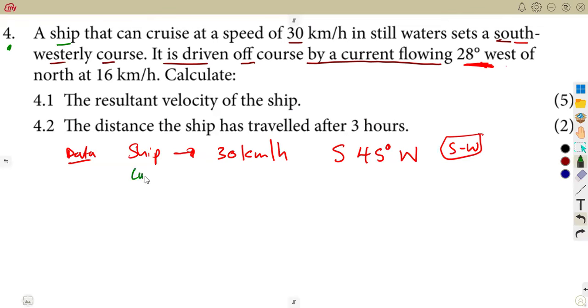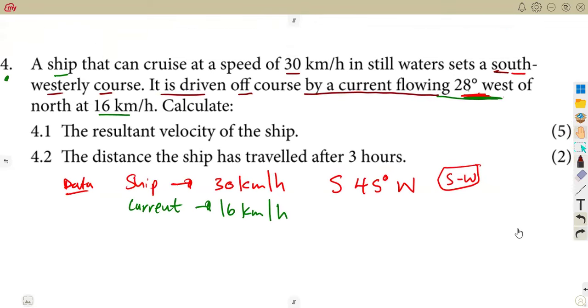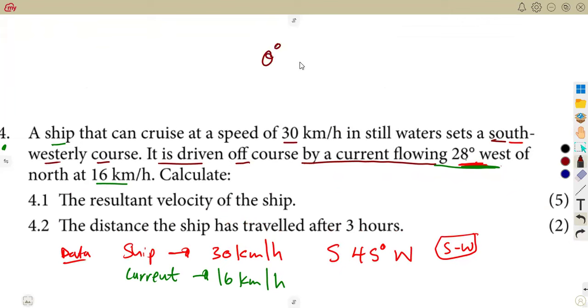All right. Then a current. Let's talk about this current. On our current, what is the speed? Take note, this is its speed, 16 kilometers per hour, but the direction of flow is in this direction, 28 degrees west of what? West of north. What does it mean? If you're given this statement, guys, be careful. Theta degrees west of north, as we are given there, means north theta degrees west. We are moving from north to west. So it's north theta degrees to the west. That is what it means.